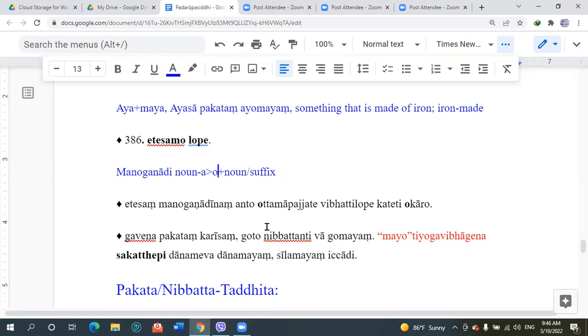Here lobby, vipati lobby. That means when Kisane is lighted, after Kisane is lighted. Utta mapachati utta. That means the final vowel of the monogonary group changes to O when Kisane is lighted.